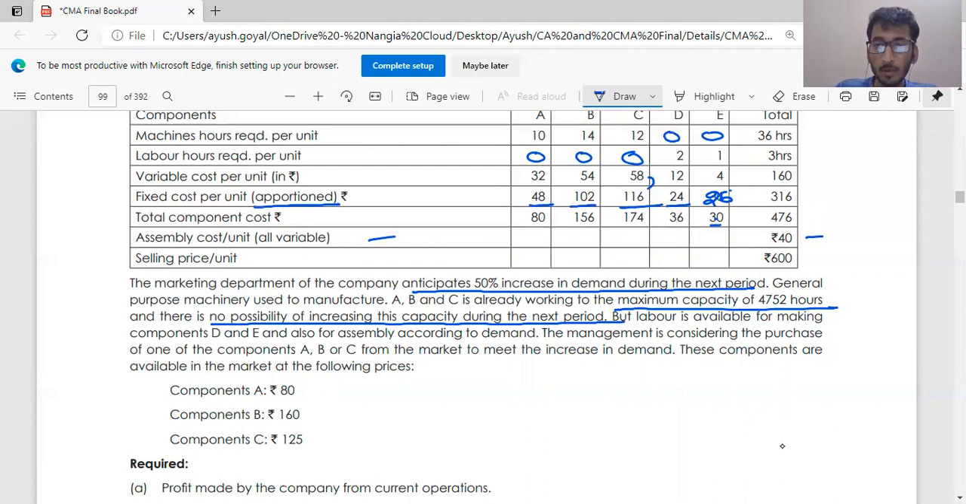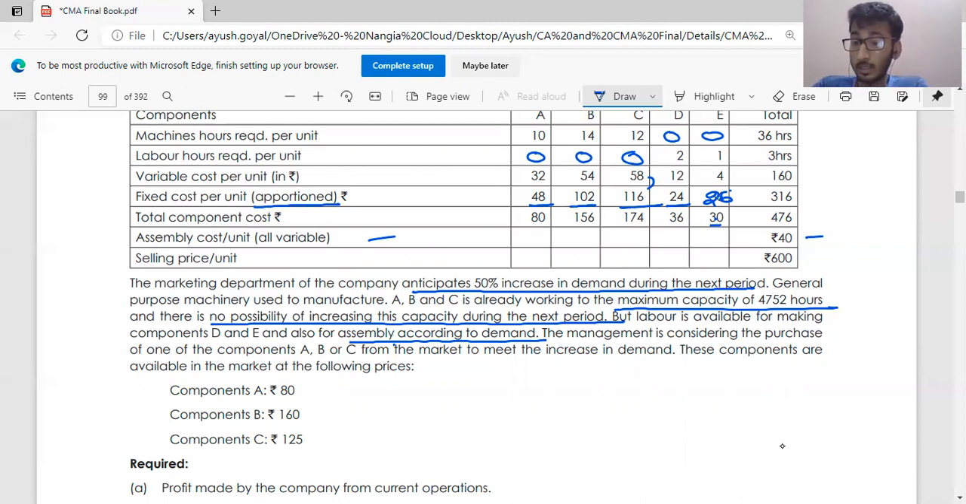The labor is available for making the components D and E. Something is given about labor as well. Labor is available for making components D and E and also assembly according to demand. So definitely we do not have any kind of constraint in terms of labor. But for machine, we have some sort of limitation in machinery hours.